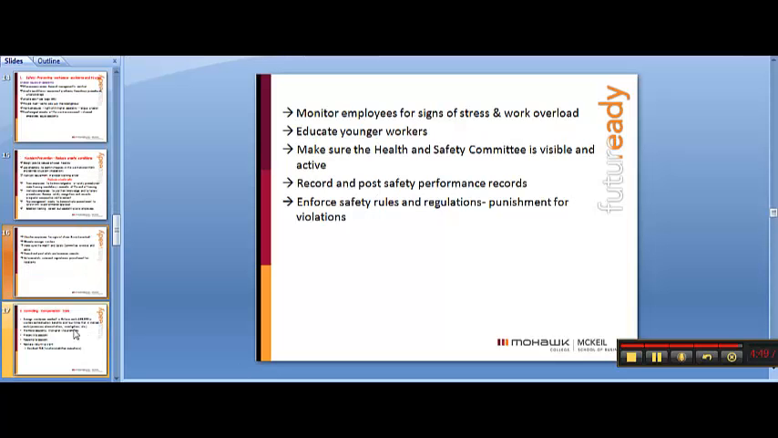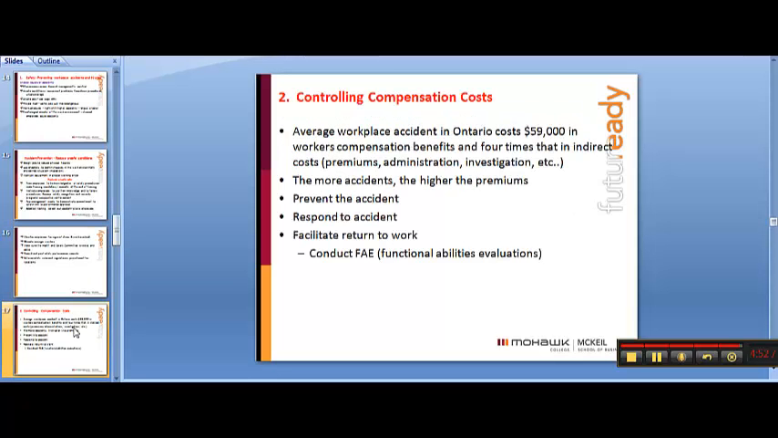Okay, so when we come back on our next video, we're going to look at controlling compensation and accident costs.